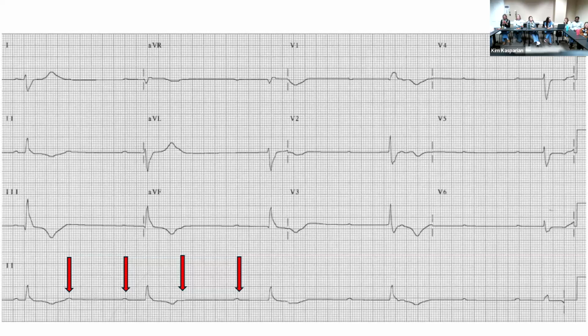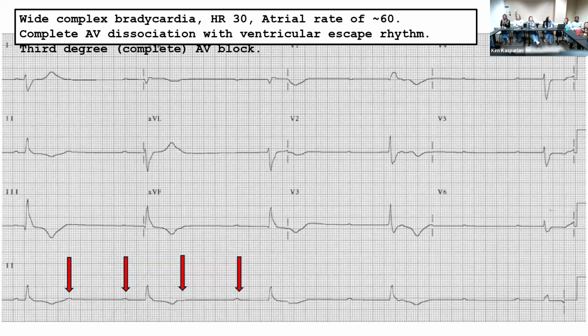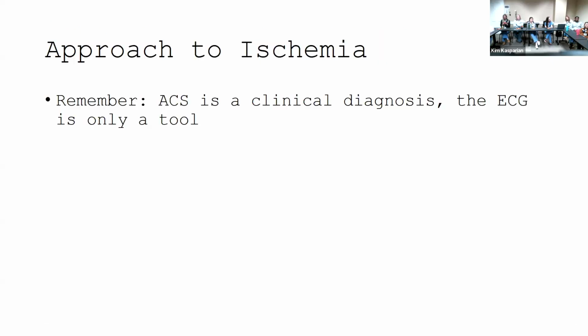So this is going to be 3rd degree block. So this is a ventricular escape rhythm. And when the ventricle is not getting any signals from the atrium, it has a built-in mechanism to take over pacing. And its natural pacing is going to be around 30 beats per minute. So that's also a clue that this is complete heart block. Class 1 indication for pacemaker. All right.